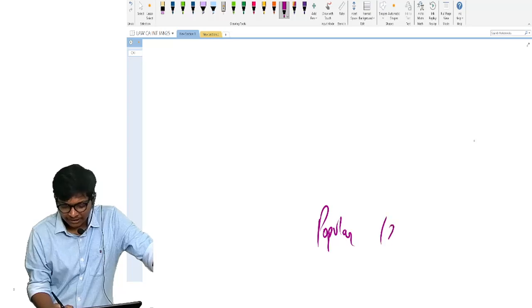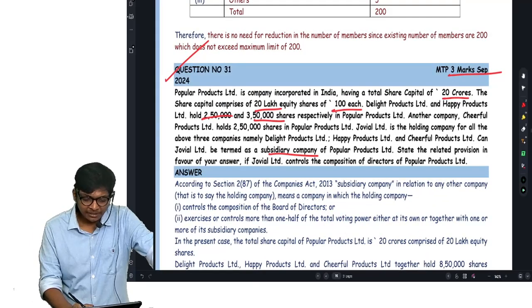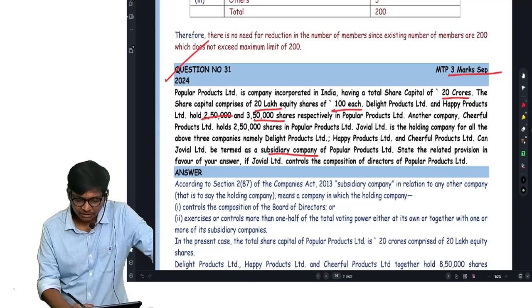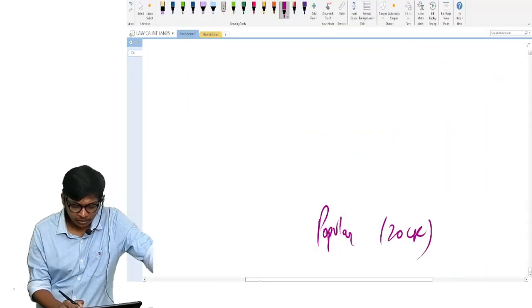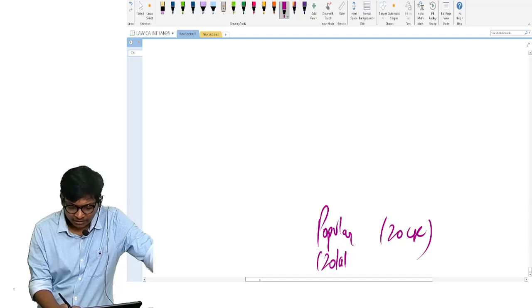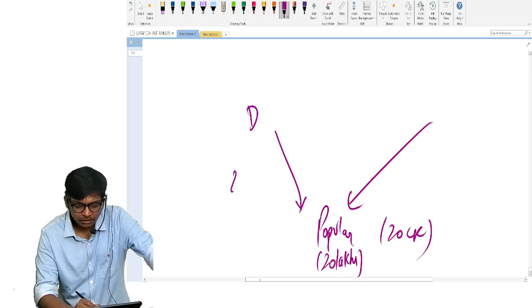It will come, I think it will come in reverse, that's why I put it down. 20 crores. The share capital comprises of 20 lakh shares of 100 each. Delight and Happy has 2 lakh 50 and 3 lakh 50 in Popular. So Popular totally has 20 lakh shares, correct? In this, Delight has how many?